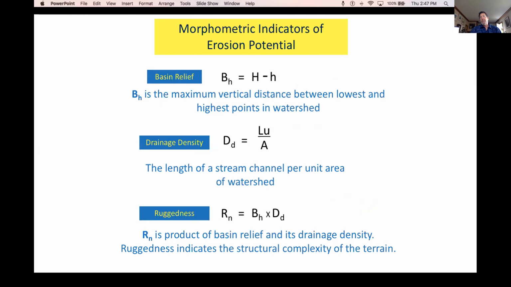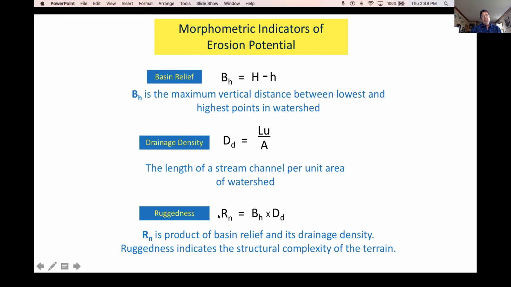So when we go back to our morphometric indicators that we talked about, there are three that really drive erosion in your watershed, and help assess how erosive your watershed may be, outside of the soil types. The first is basin relief, which you calculate as the highest point minus the lowest point, and thus it's the percentage slope. The second is drainage density, the length of the stream channel per unit area of watershed. So you have to figure out the length divided by the area of your watershed, and that will give you the drainage density. And then the most important parameter is known as ruggedness, which is just BH times DD gives you RN.